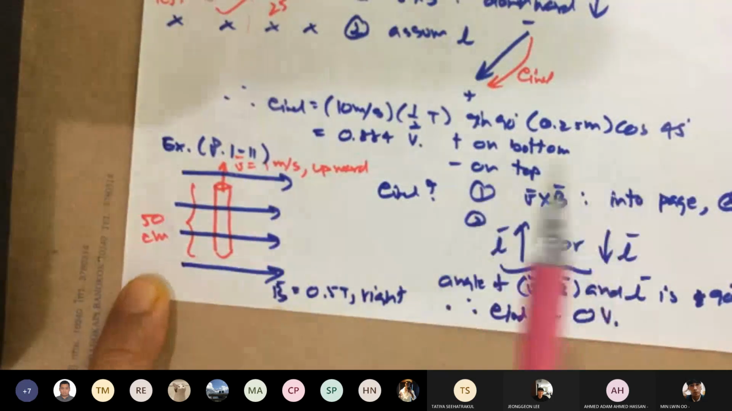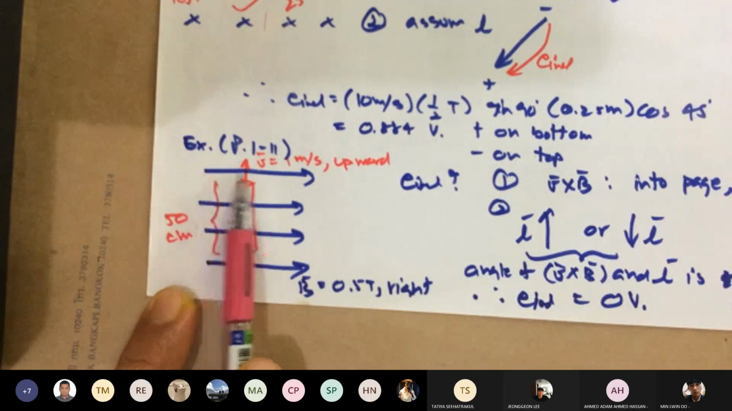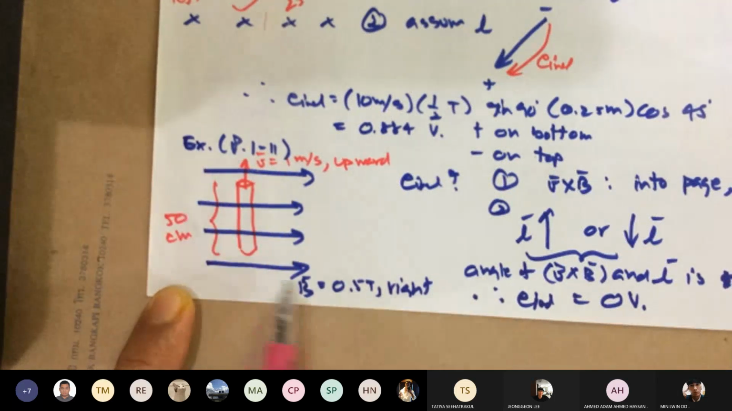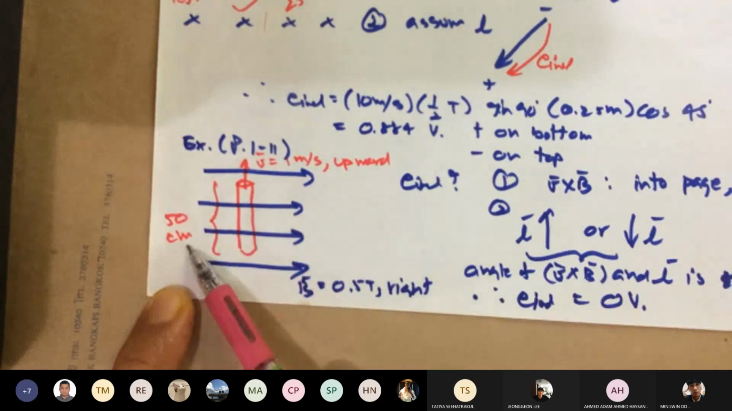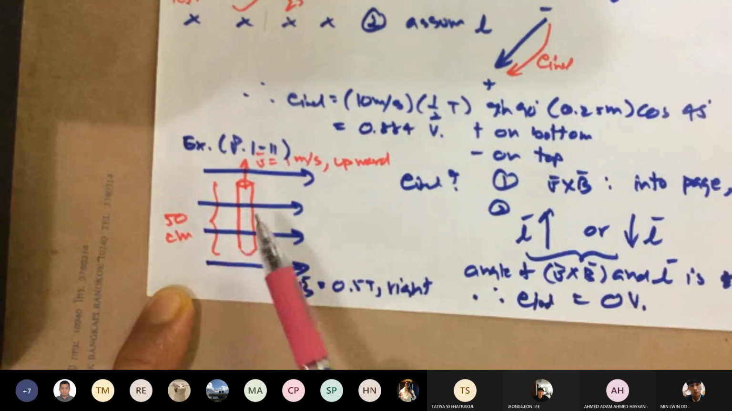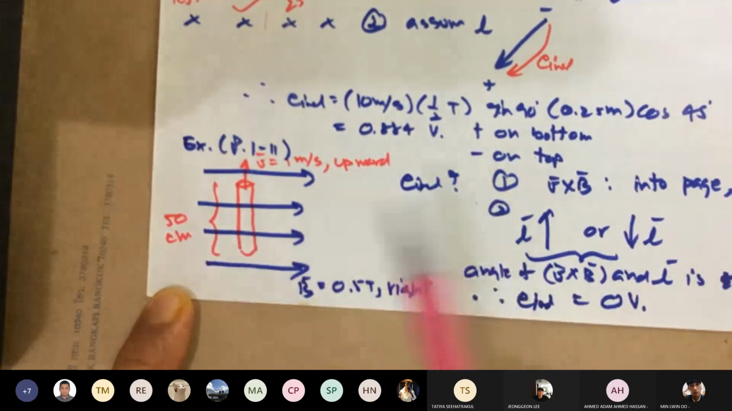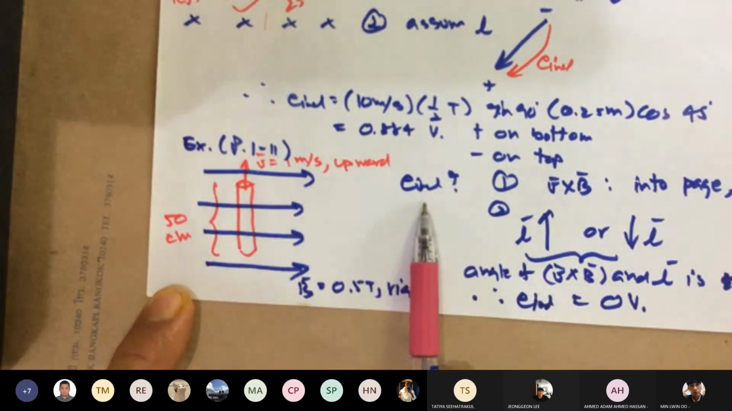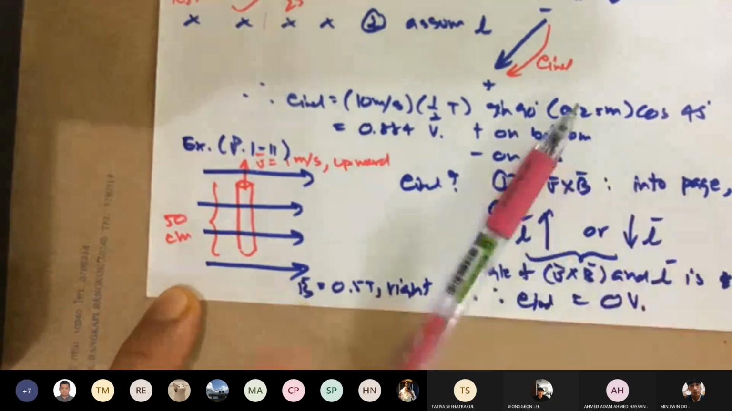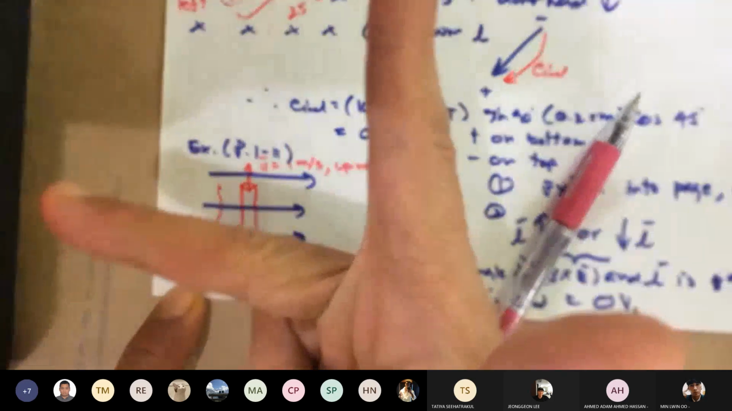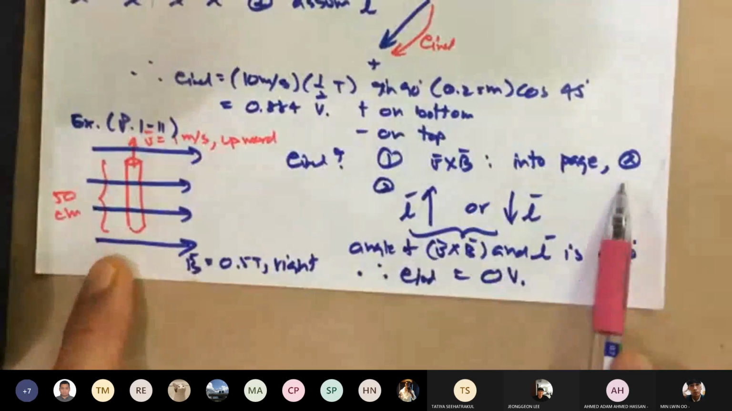1-11. In this problem, your magnetic field is 0.5 again to the right, the blue ink. You have a conductor 50 centimeters inside that magnetic field, moving upward at 1 meter per second. Again, we want to find induced voltage. Start with V cross B again. V cross B is into page. See, into page.